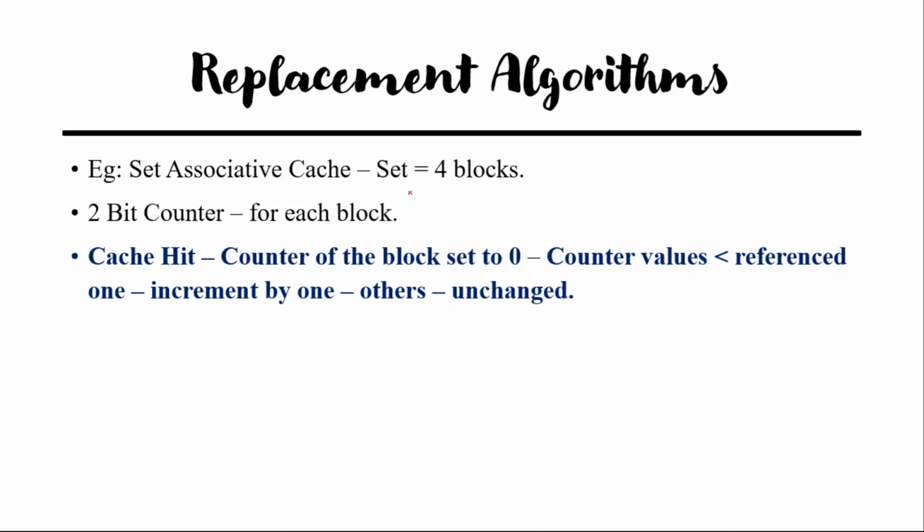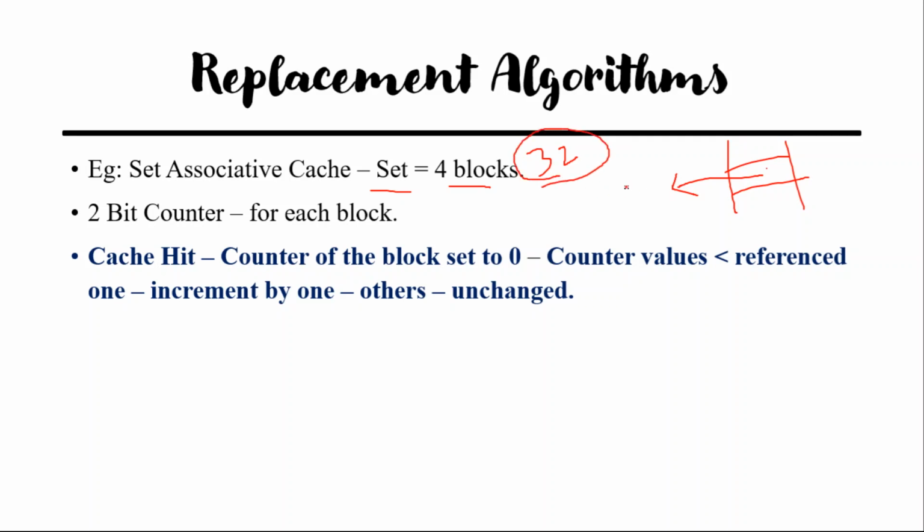So the set contains 4 blocks, and you want to move some block from main memory to the cache. If each set contains 4 blocks, and the total number of blocks available in the cache is 128, then there will be totally 32 sets. So whatever block number from main memory we want to move, you have to modulo divide by 32.